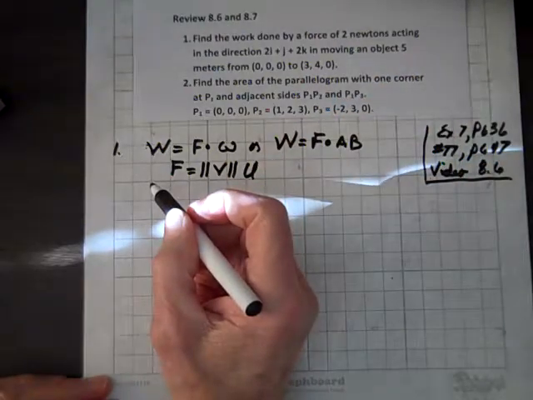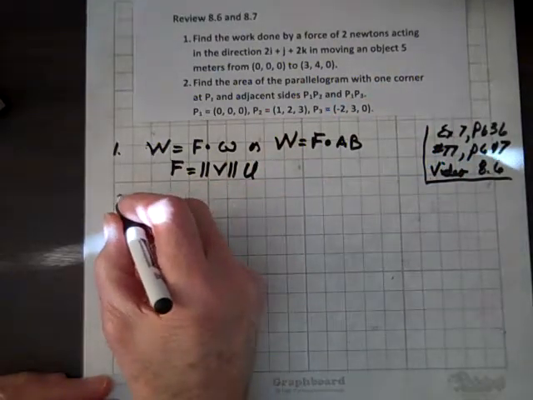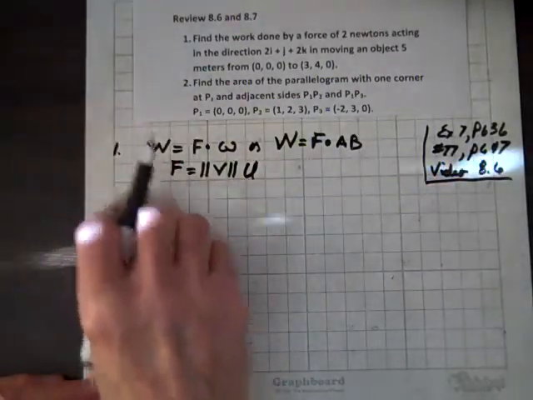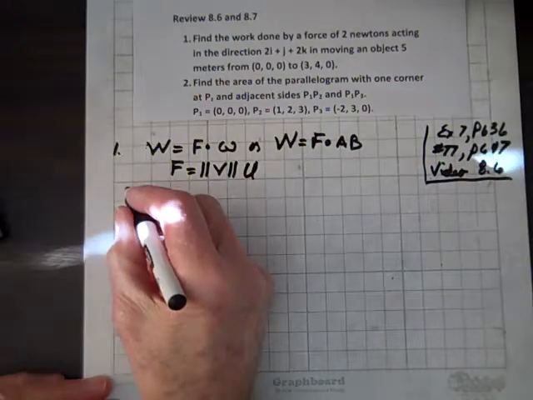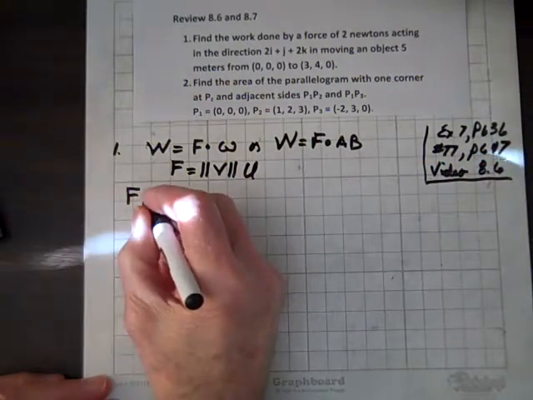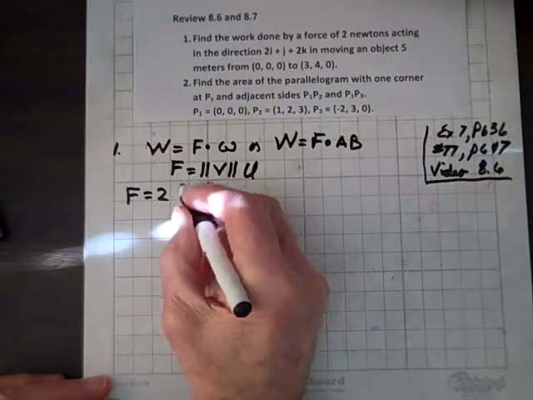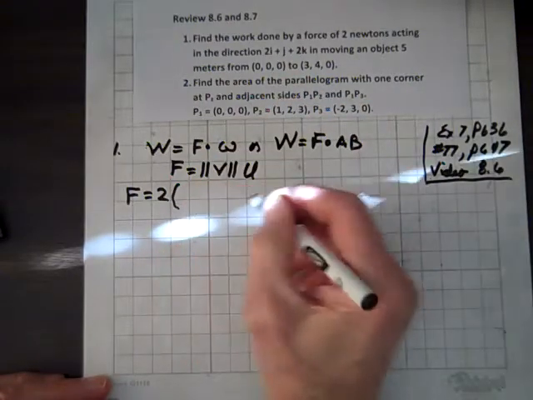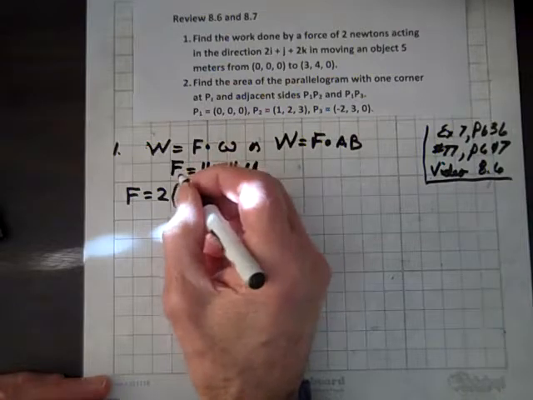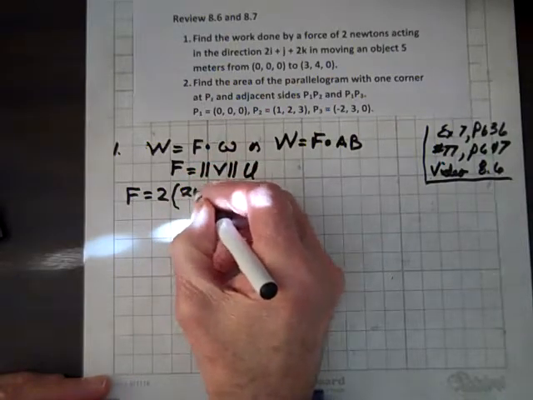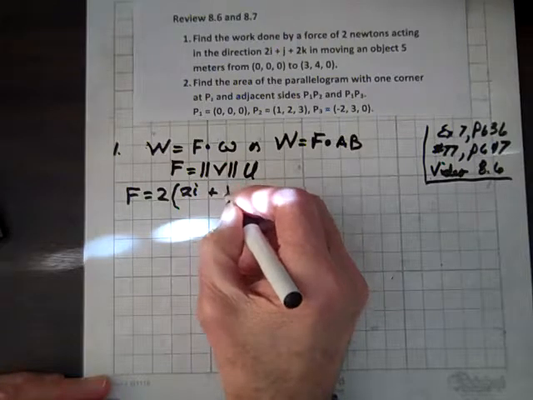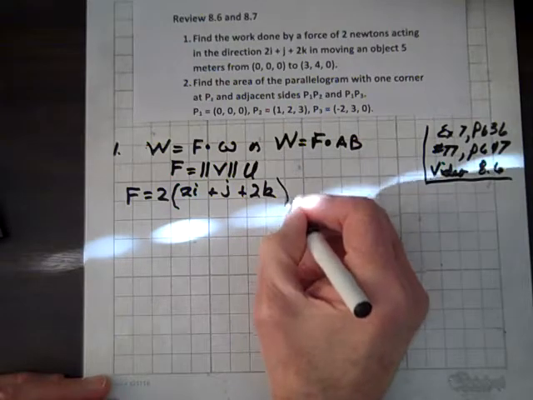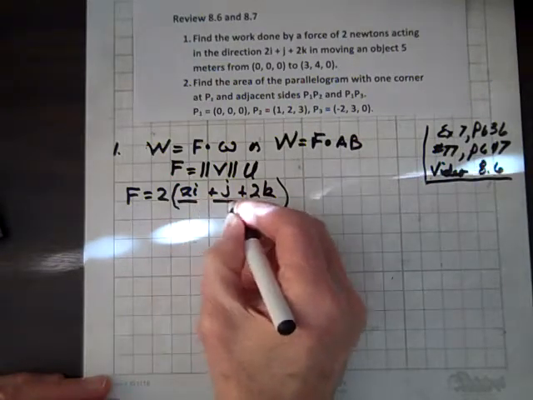So we've got a force of 2 newtons. And so to find that force, we need 2 newtons times the unit vector. Well, the unit vector, let's see, the vector is 2i plus j plus 2k, but this isn't the unit vector, but we're going to get a unit vector shortly.